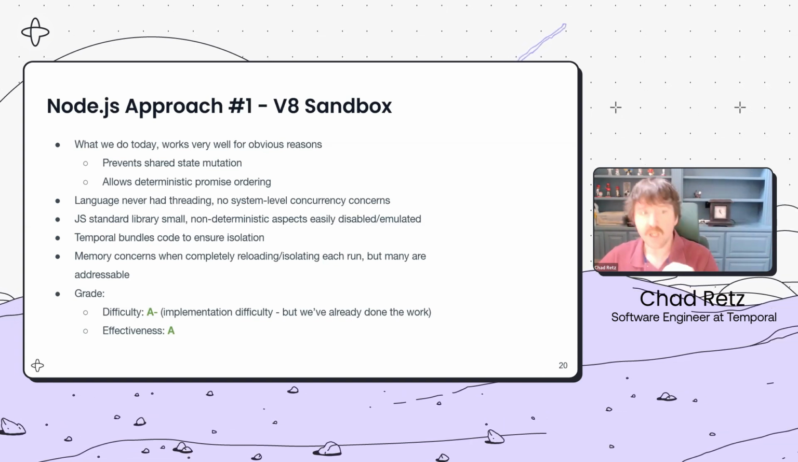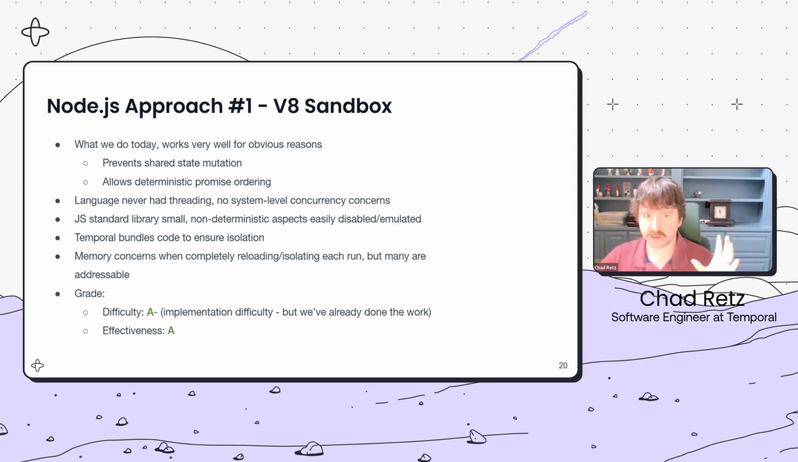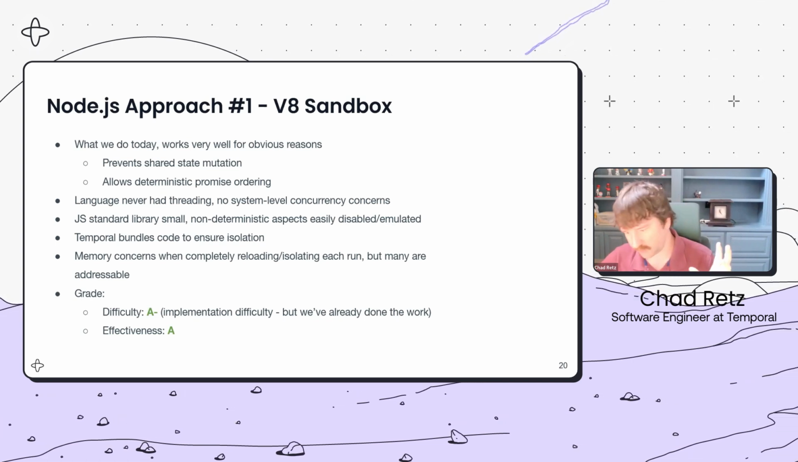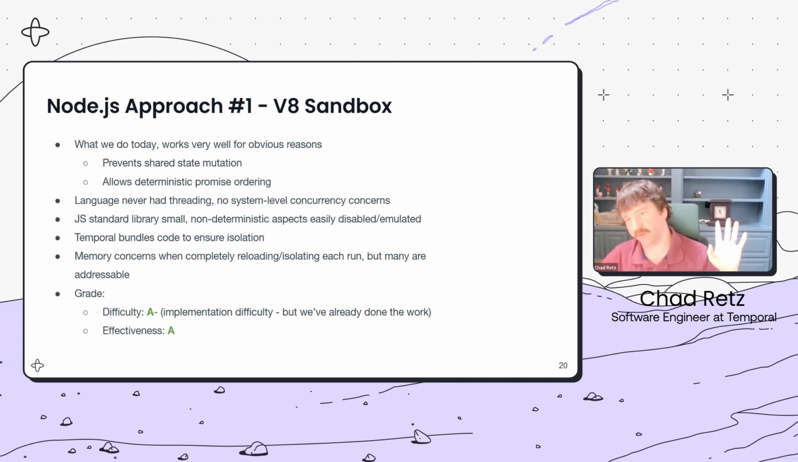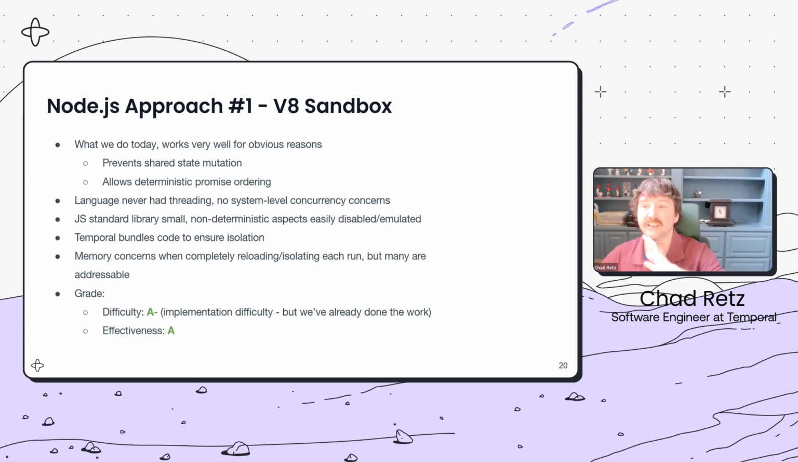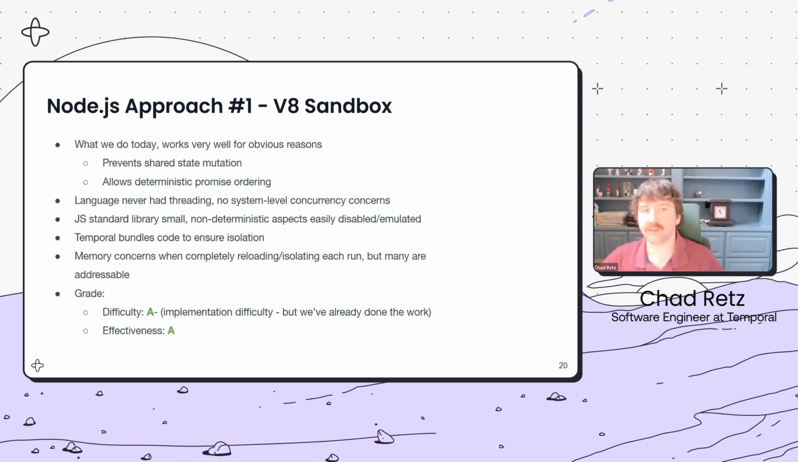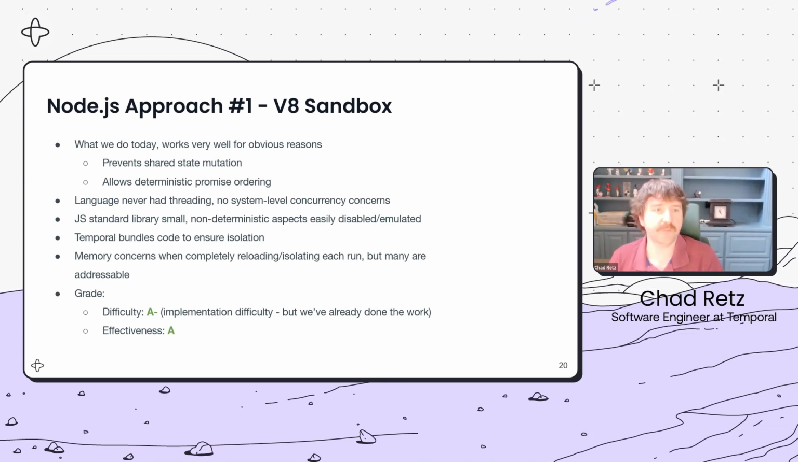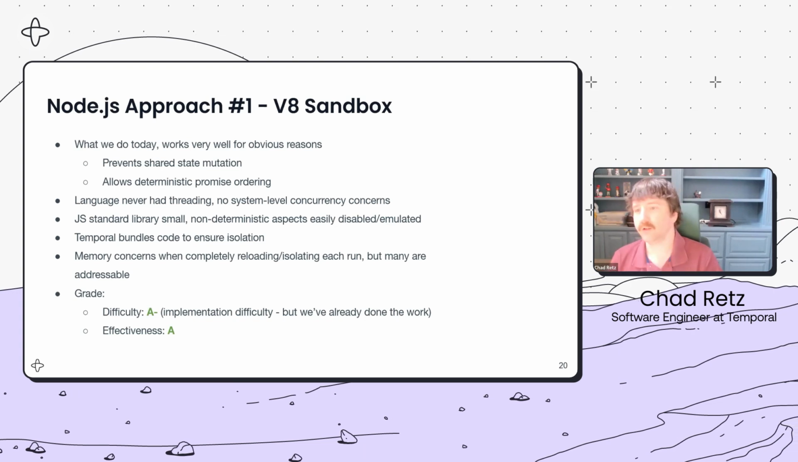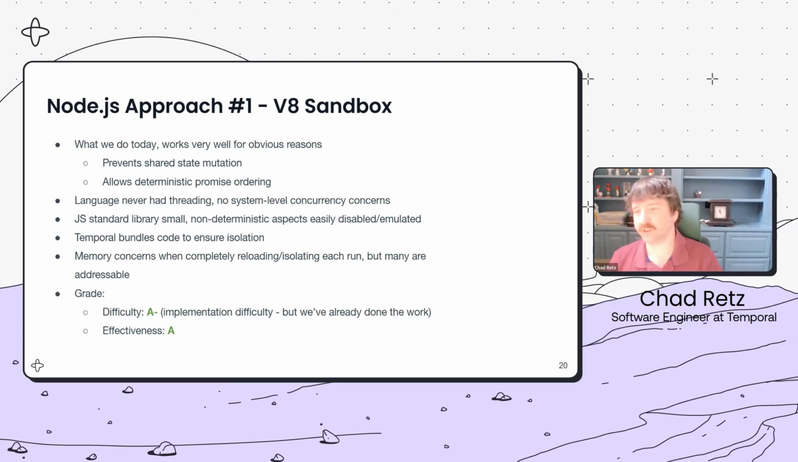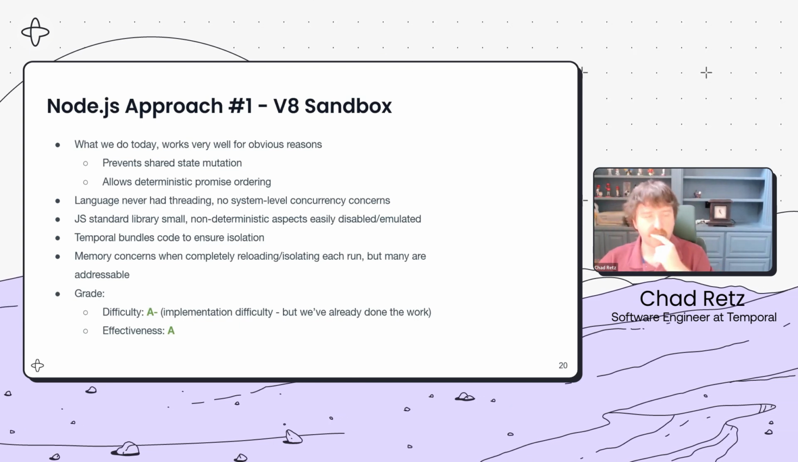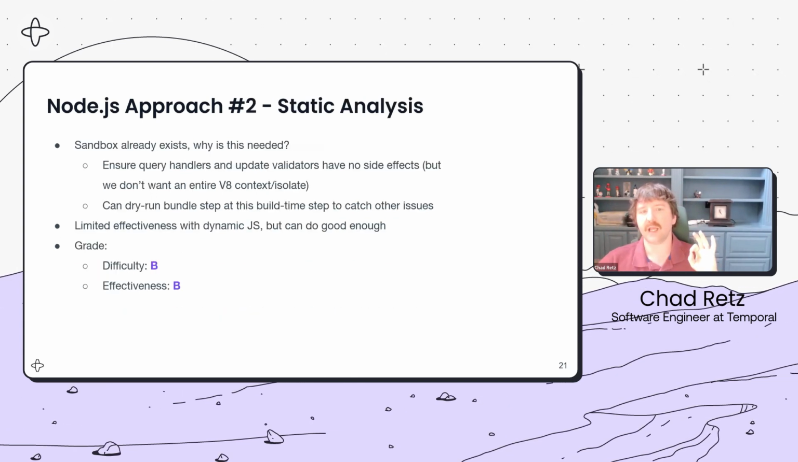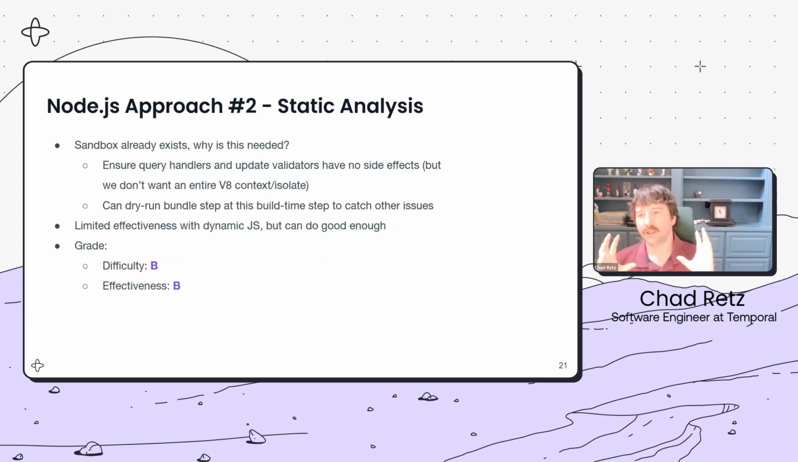So even though this was a little bit hard to write and can be a little bit hard to use due to the bundling, this gets an A for difficulty because for the most part, people don't have to think about it. And it gets an absolute A for effectiveness. It is the most effective non-determinism prevention tool Temporal has. And if all of the languages could do this, that would be great. But they all can't. But there's one other thing that static analysis could help with in Node.js.